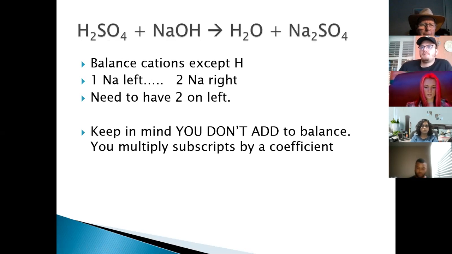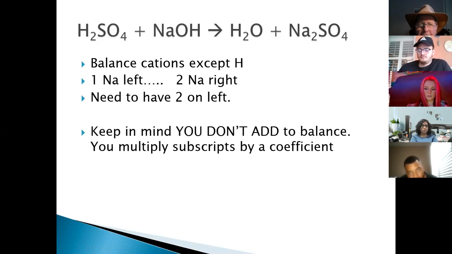We have an equation. H2SO4 plus NaOH yields water and Na2SO4. The compounds on the right are balanced. So all we have to do is balance the chemical equation. Looking at this, I see one coefficient times one subscript. There is one Na on the left. On the right, one coefficient times two subscript. I have two on the right.